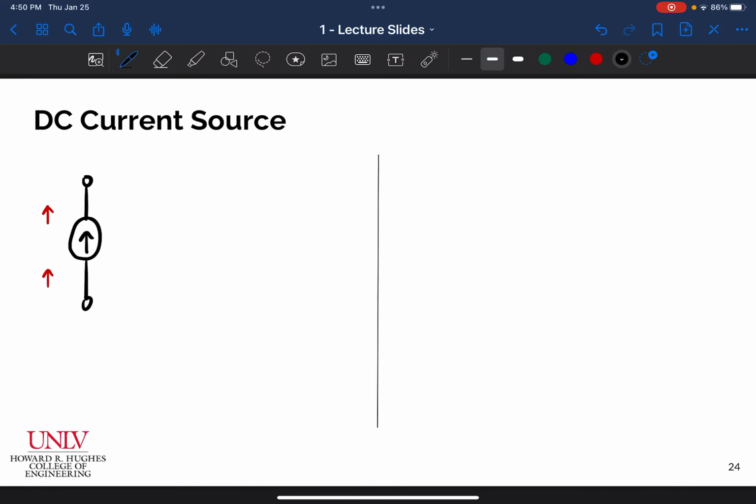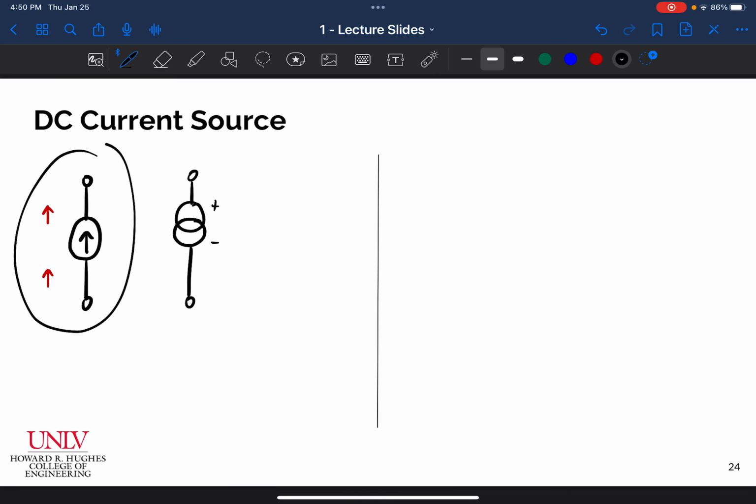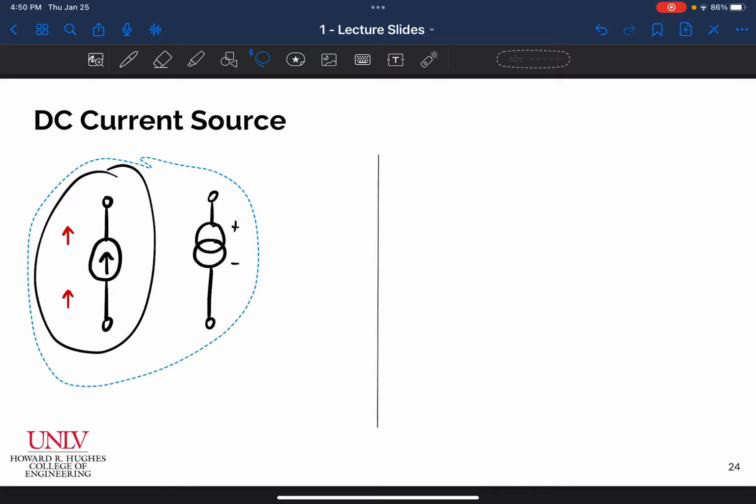I've seen some other ones that are kind of interesting. I've seen this two-circle looking symbol, which I think is rather difficult to interpret. Sometimes they'll put a plus and a minus there. But the main one that we're going to see and that we're going to stick with is going to be this one.